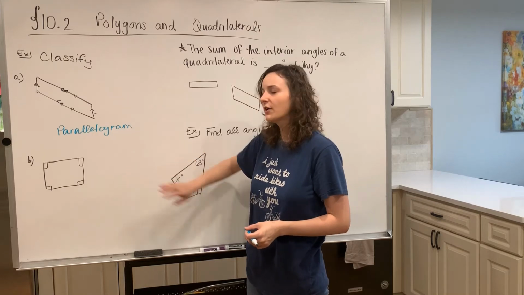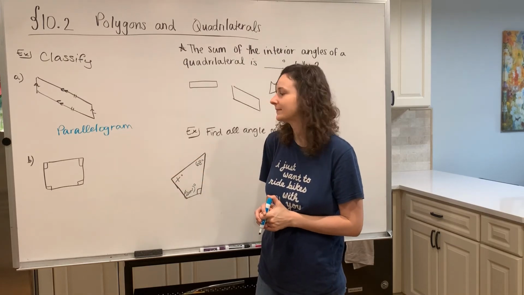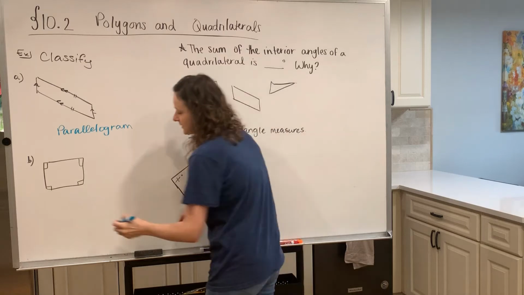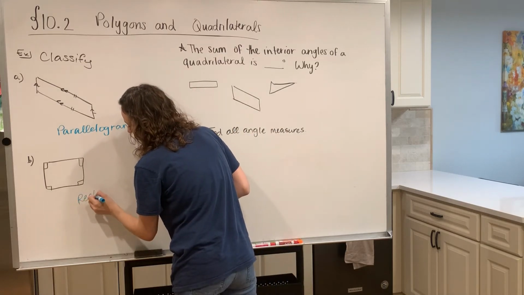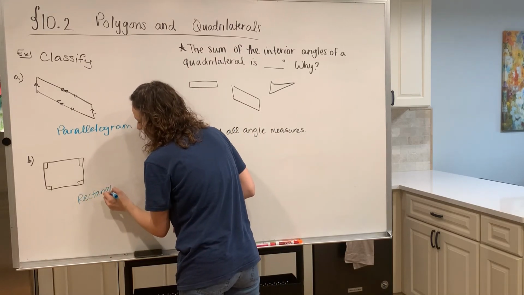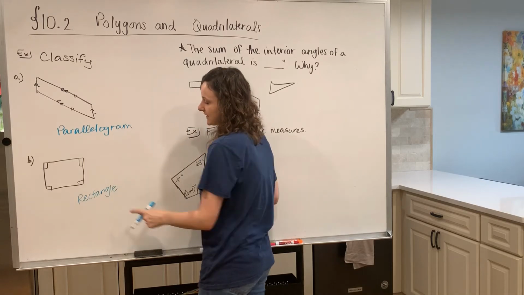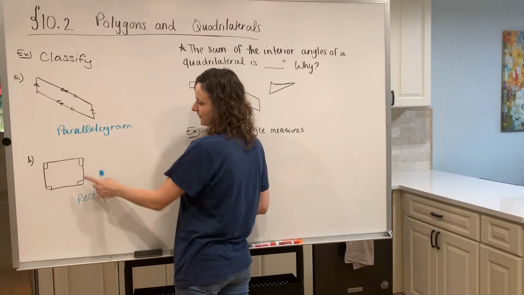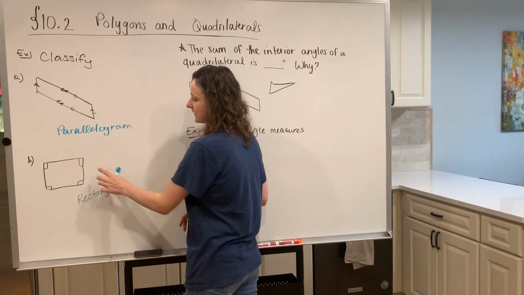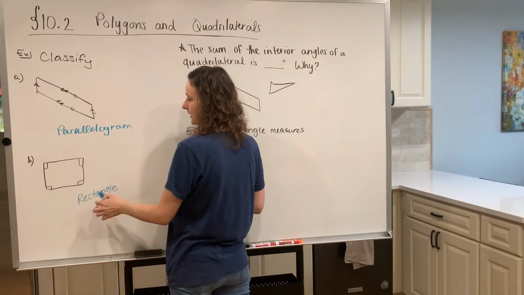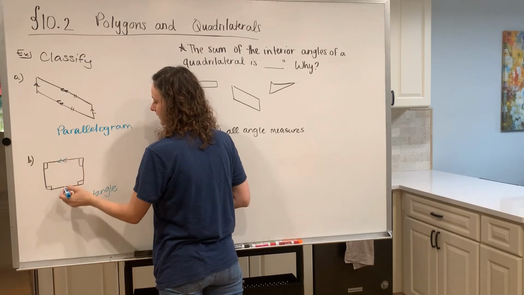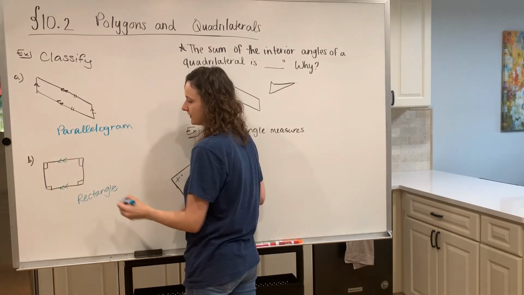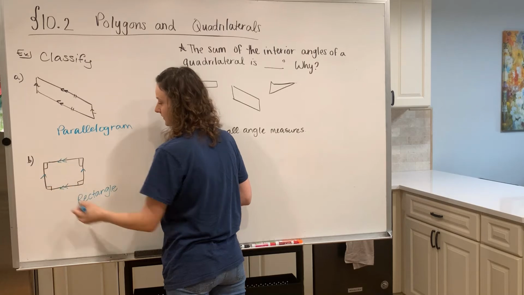Look at part B. What would you call this shape? If you answered a rectangle, then you would be correct. Notice that it has all four 90-degree angles. If it has 90-degree angles, we know that the top and the bottom, or the left and the right here, are perpendicular. So I know that the top here is going to be parallel to the bottom, and the left and the right will also be parallel.